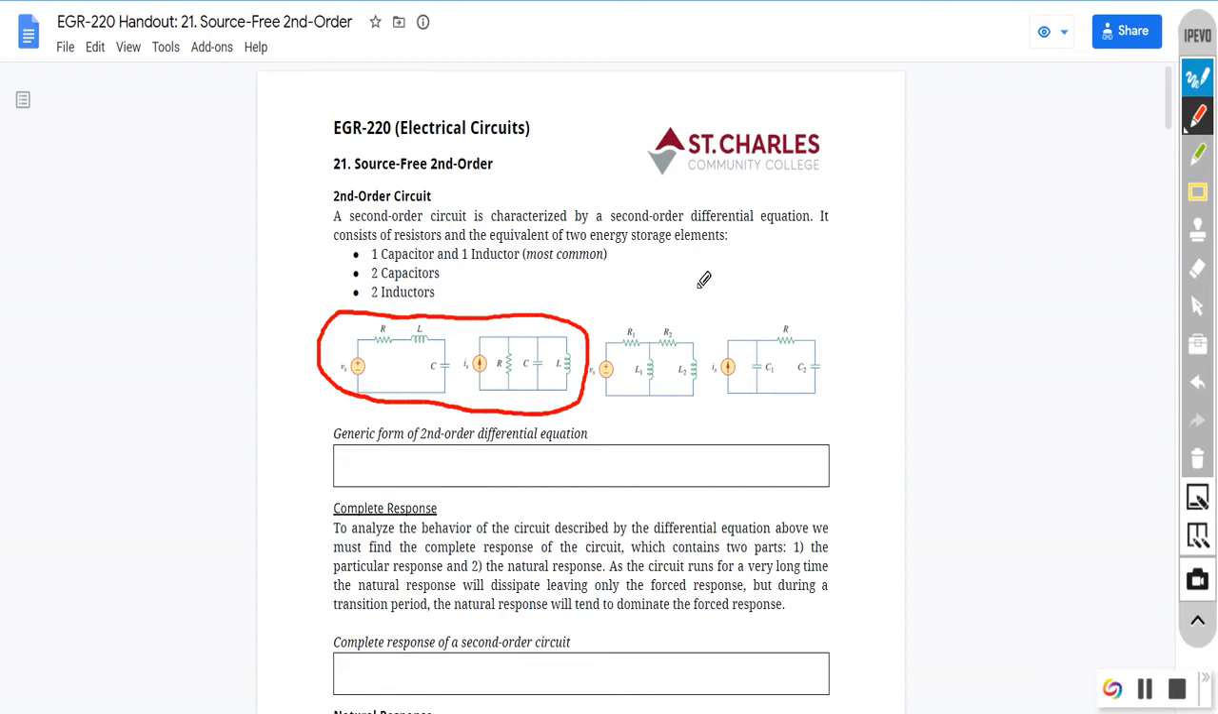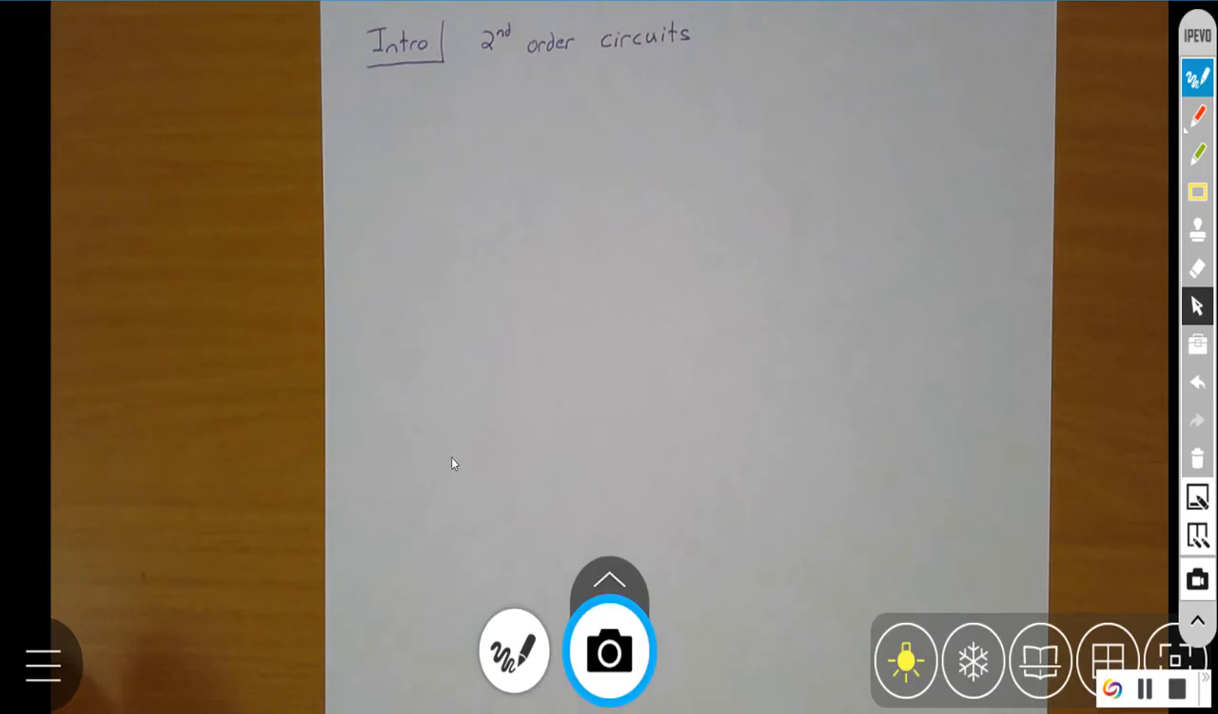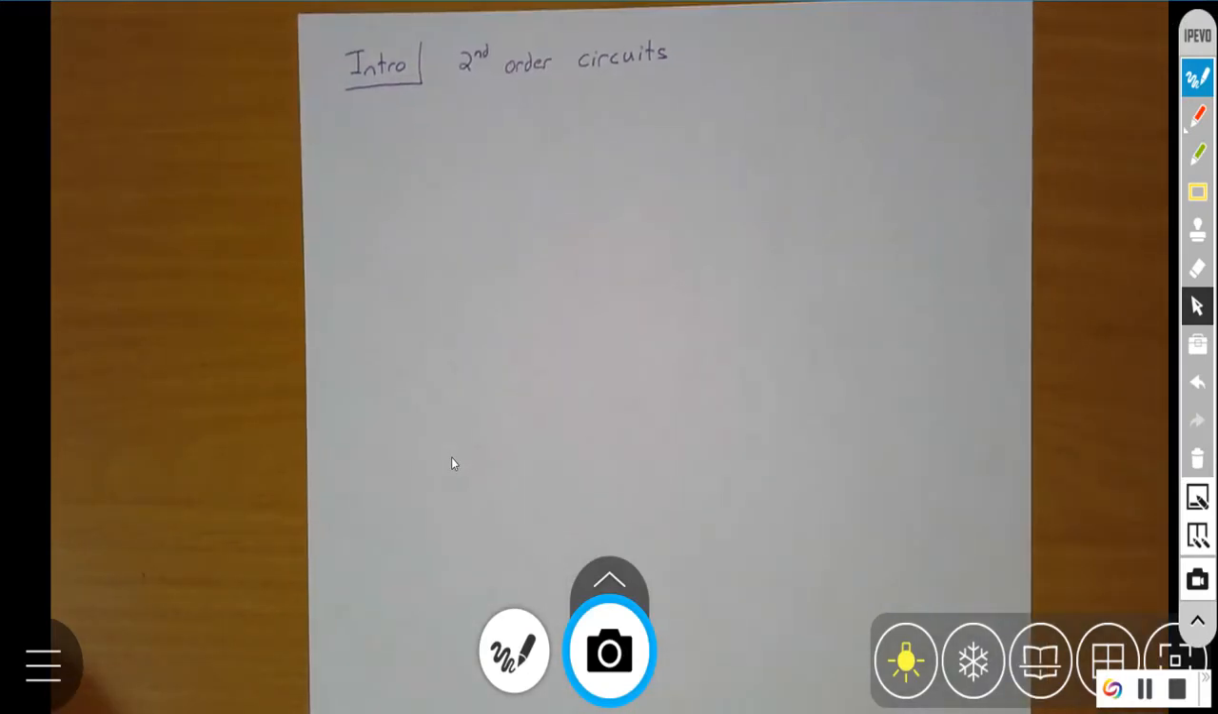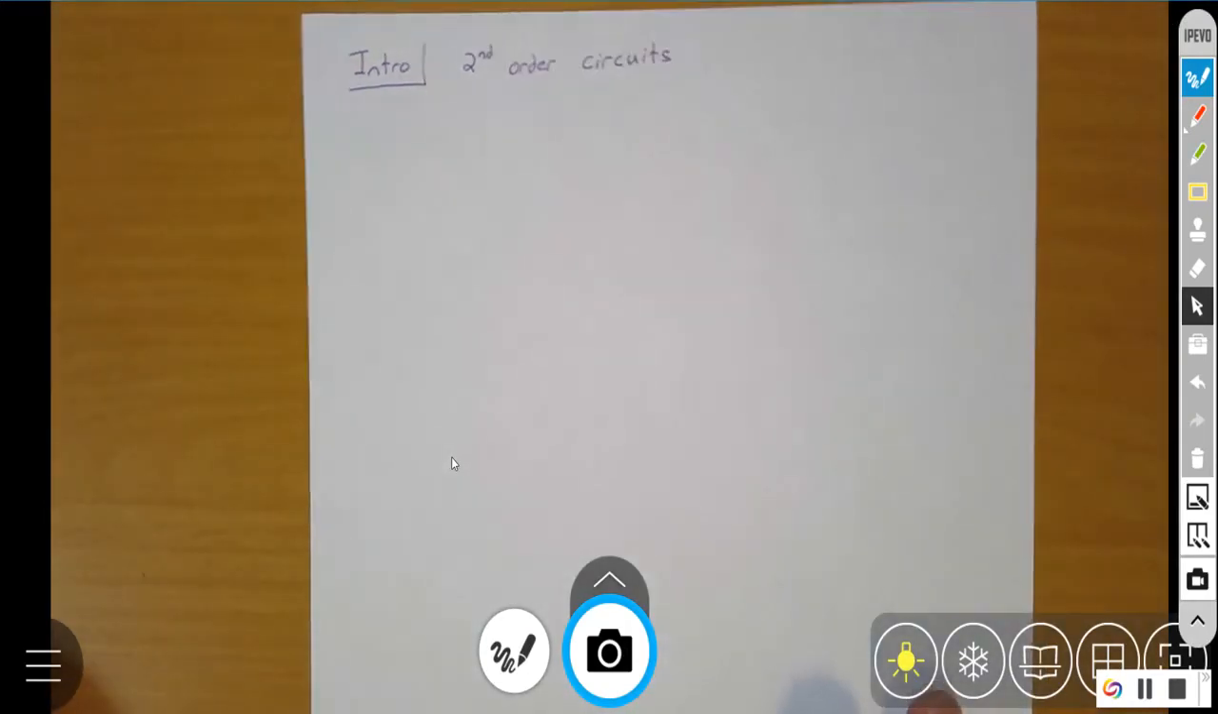You can also have circuits with two inductors or two capacitors if you orient, say you put a resistor or something between them such that you can't combine the capacitors or the inductors. The important thing is they will have two energy storage elements. Because of that, we will get a second order linear differential equation that will look something like the following.